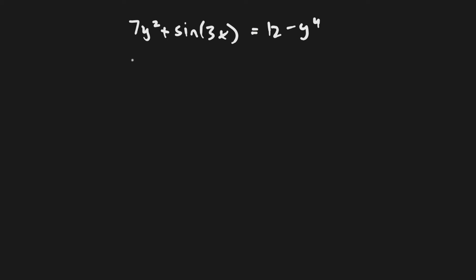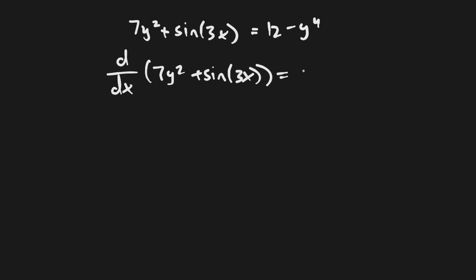So what I'm going to be doing is I'm going to be finding the derivative of both sides, right? That's what we have to do when we do implicit differentiation. So this is going to be the derivative of this side, so the derivative of 7y squared plus sine 3x. And this is going to be equal to the derivative of this side, d by dx of 12 minus y to the fourth. Okay, so this is what we get.